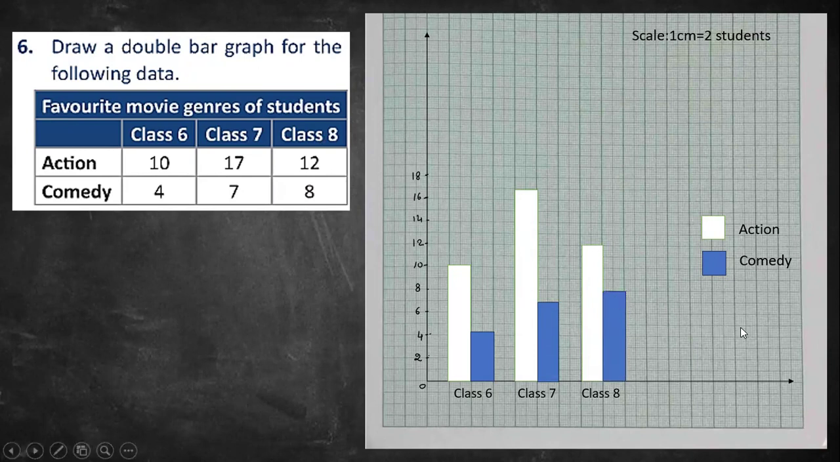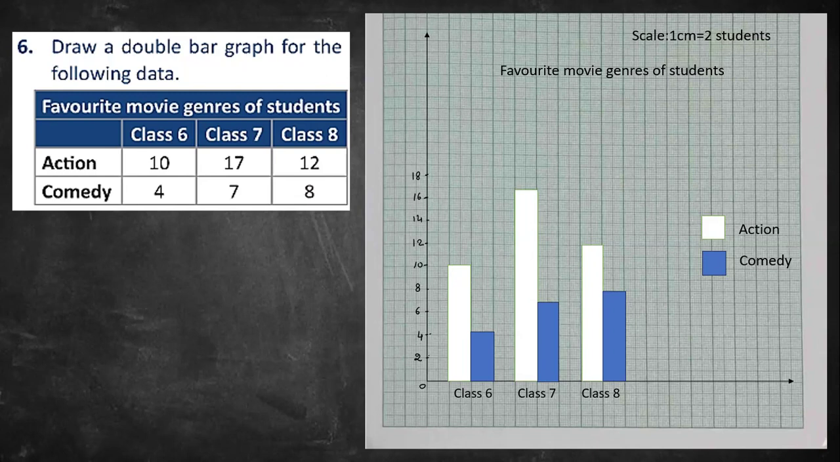Now, what is the last thing left? The last thing is to label this whole graph. So let's label this whole graph here. Yes, it is: favorite movie genre of the students. So like this, we have drawn this double bar graph and we have labeled the graph. So this question is over.